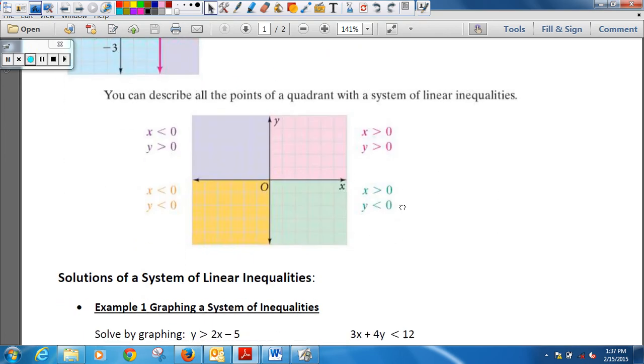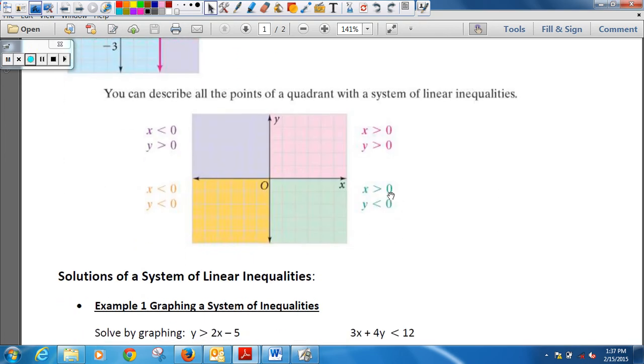Okay, you can also use a system of linear inequalities to identify all four quadrants. So quadrant 1, these lines are solid at the axis, but all of these are going to be greater than or less than. There's not going to be an equal to part. If x is greater than 0 and y is greater than 0, and you can look at those and so on.